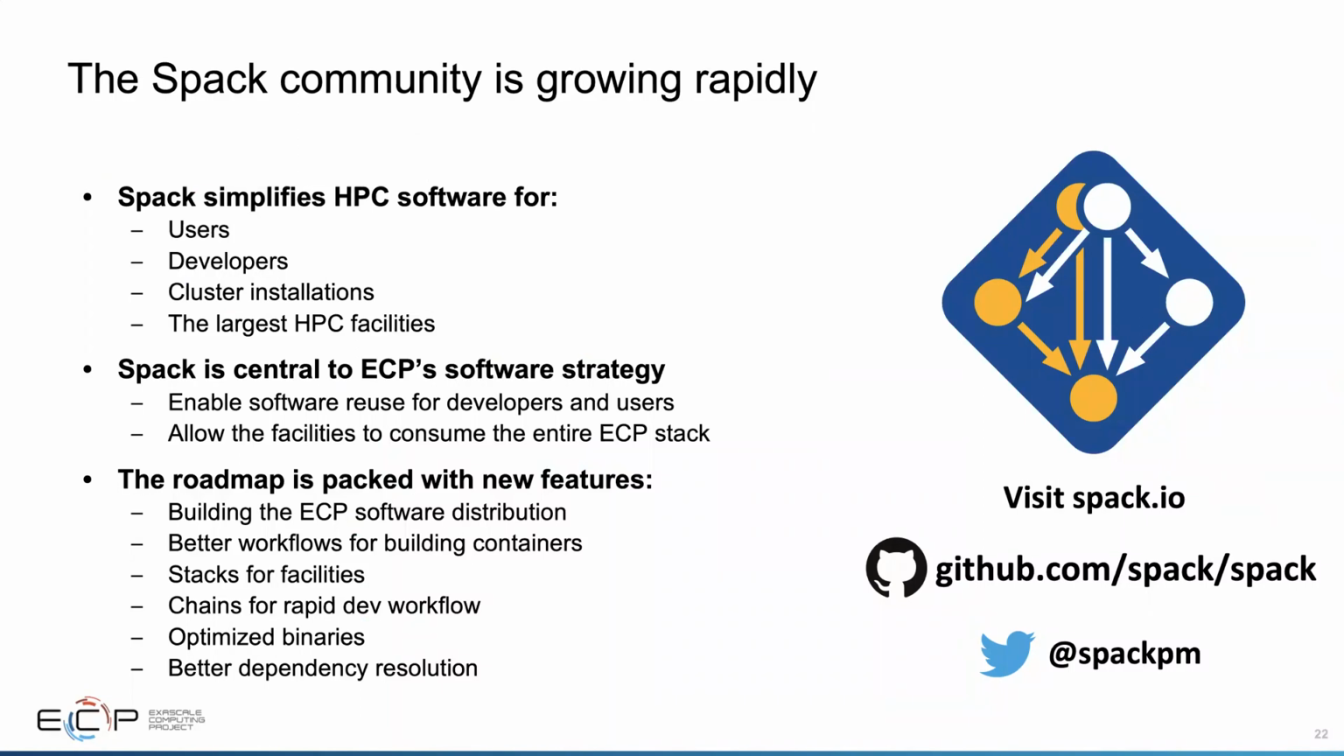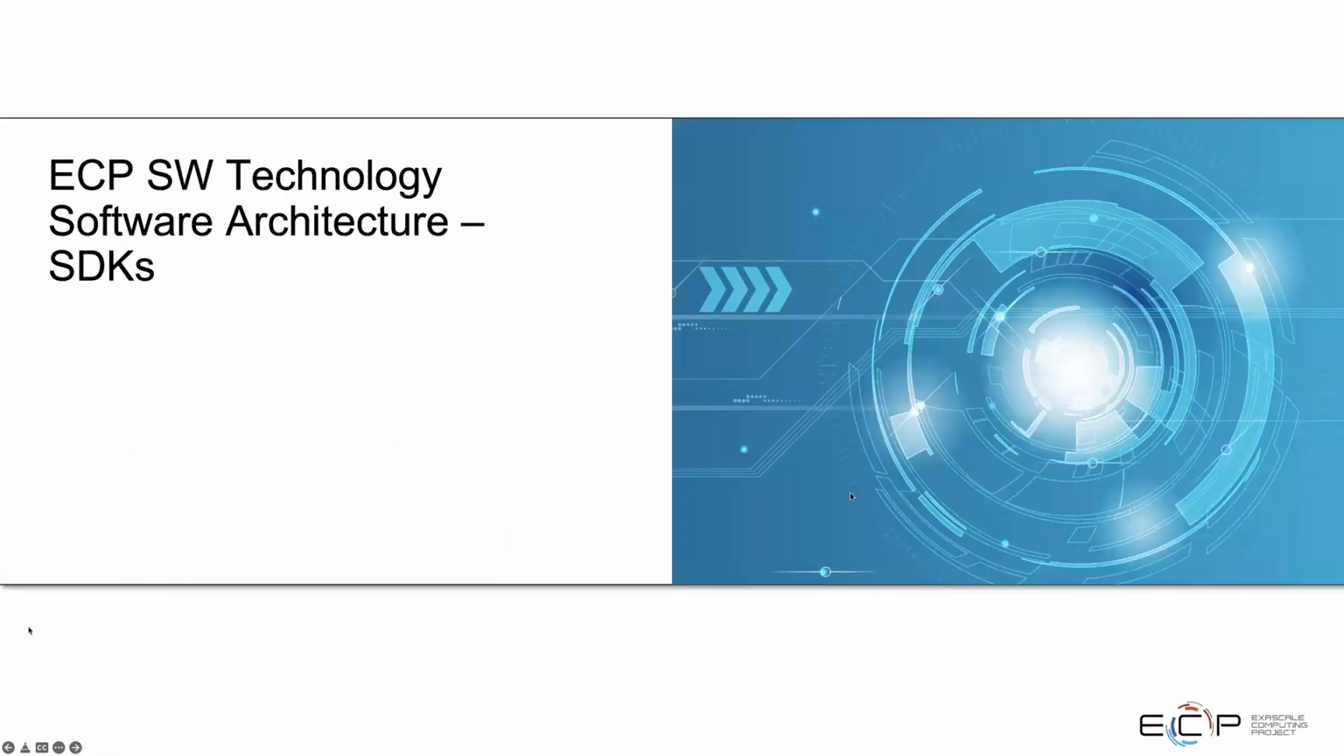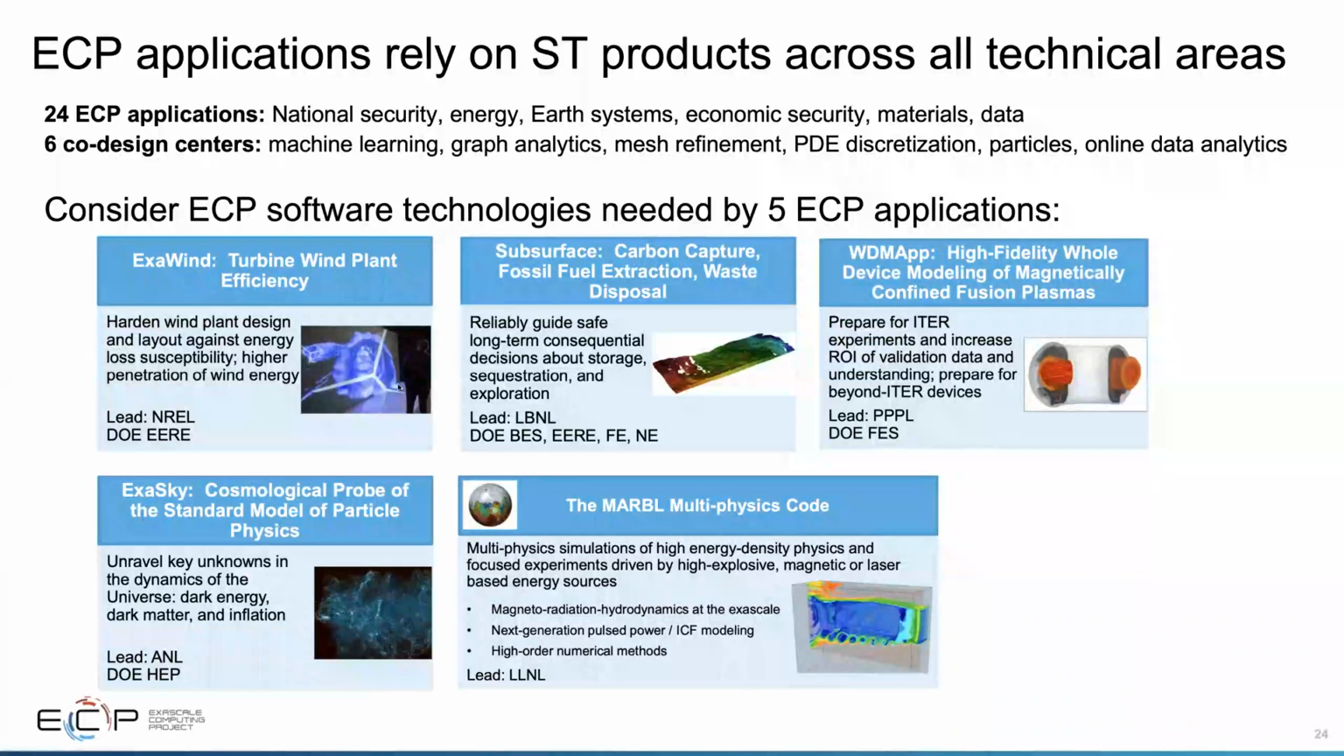And it is essentially central to our ECP software strategy. This allows us to enable software reuse for developers and users. The roadmap is packed with new features, and you can learn more about it at the spack.io webpage. I want to show you how we are using this in these applications.